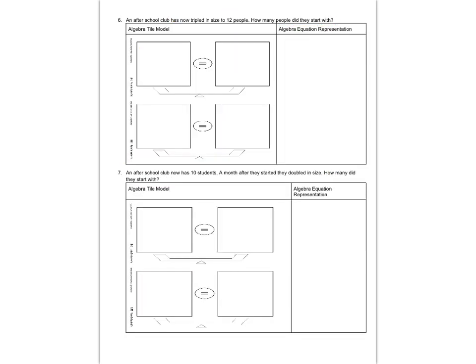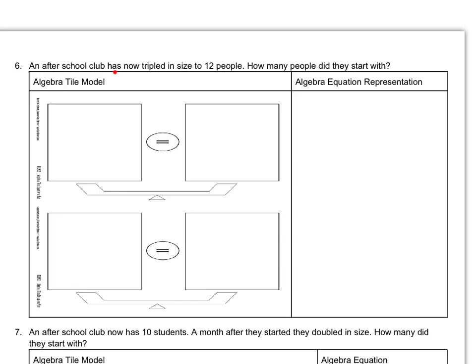Now let's take a look at multiplying and take a look at number 6. An after-school club now has tripled the size to 12 people. How many people did they start with? Take a moment. What does that mean to be tripled? If you don't know, look it up. Otherwise, that means this. That means 3 times as many as they started with. We don't know how many we started with. We call that x. To a size of 12 people.